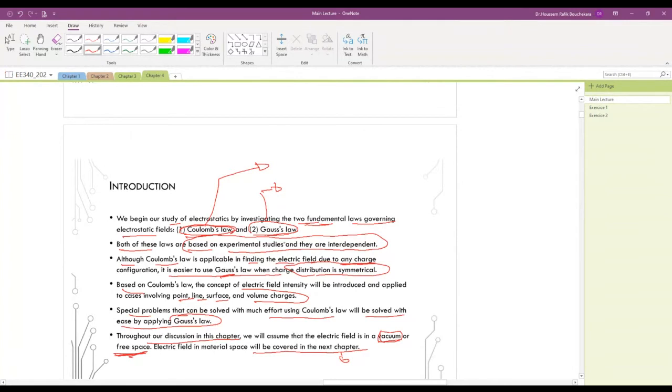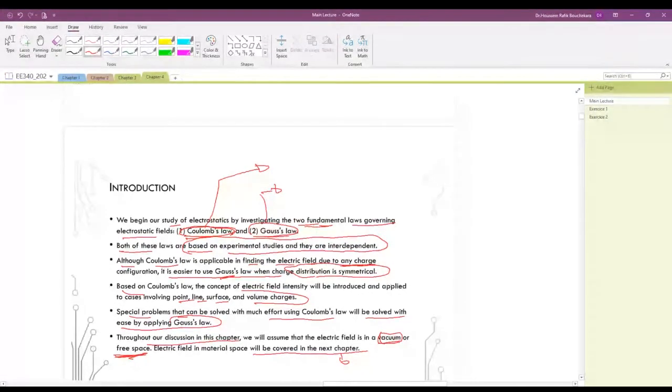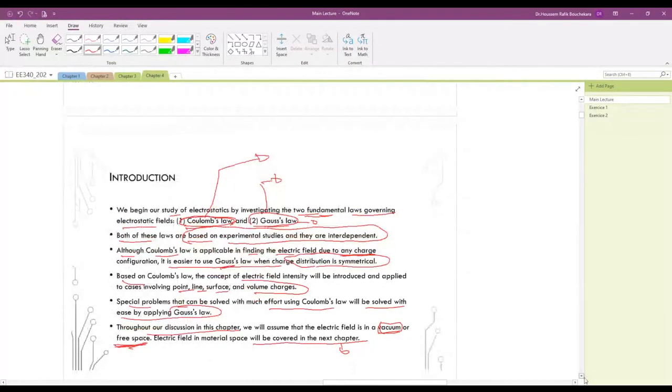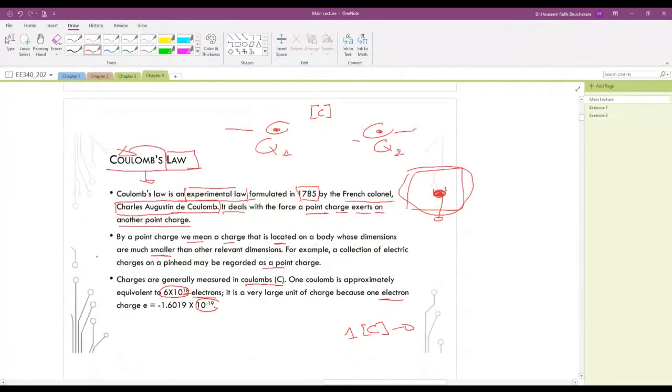وقلنا these two laws يشبهون بعضهم بعض. In some cases we use Coulomb's law and in some cases we use Gauss's law. Okay. وبدينا في Coulomb's law. قلنا Coulomb's law is an experimental law formulated in 1785 by the French colonel Charles Augustin de Coulomb.